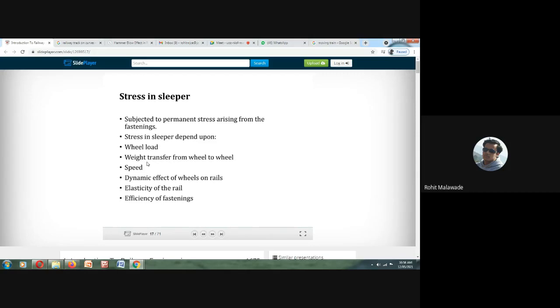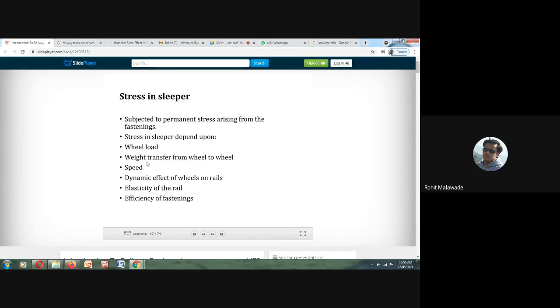So next, the sleeper should have better strength in order to bear the stresses, and the maintenance of the track should be proper, and the stiffness of the rail should be proper in order to have better strength, better load-taking capabilities, right? If you want that, then the sleeper quality should be maintained.